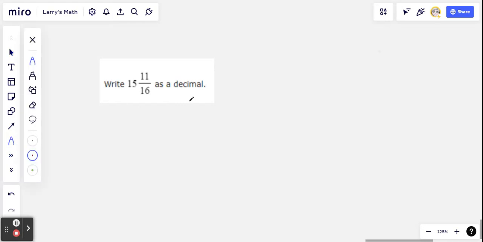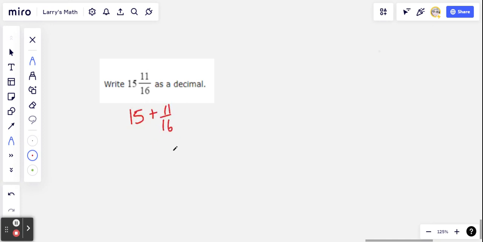I had a request to do a video on this topic where we have a mixed number, so this 15 and 11/16. It's got a whole number part and a fraction part, and we want to convert that to a decimal, a terminating decimal. So the first thing I think about when I see 15 and 11/16 is that there are really two parts here that are added together. There's the 15 and there's the 11/16.